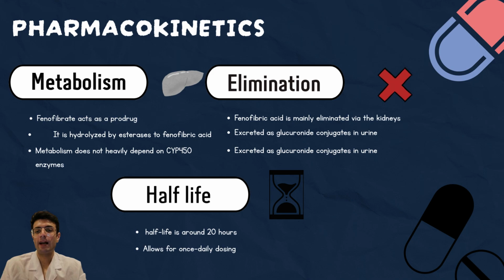The half-life for fenofibric acid is around 20 hours, which is relatively long for a drug, so it can be administered once daily. And finally, we reach elimination. Elimination of fenofibric acid is through the kidney and urine after it becomes conjugated through glucuronidation. So we understand that fenofibrate has to be converted to fenofibric acid in order to have its effect. It has a relatively long half-life of around 20 hours, and its elimination is through urine and the kidney.